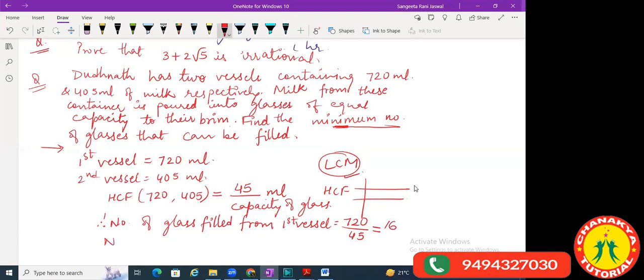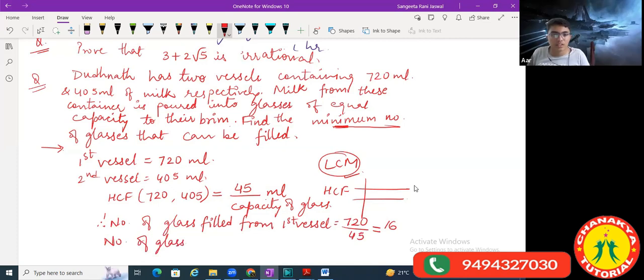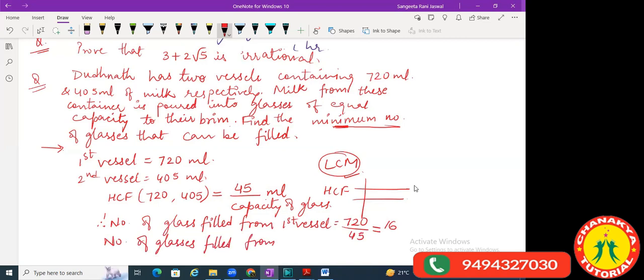Right? And the number of glasses filled by second vessel will be, ma'am, 9. Filled from second vessel will be 405 divided by 45. So you get 9. So that means how many are the total number of glasses? 16 plus 9 gives you 25 glasses. So 25 is the total number of glasses.